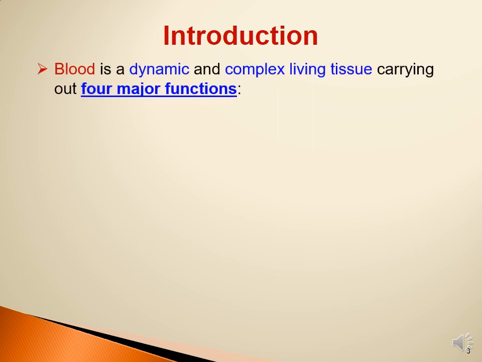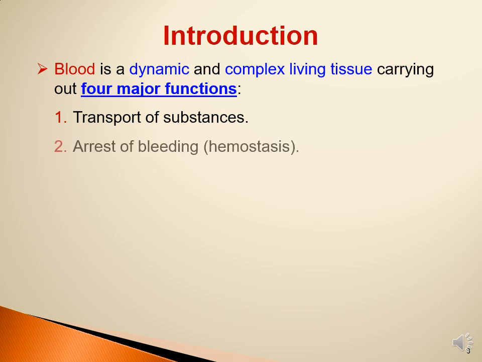The blood is a dynamic and complex living tissue carrying out four major functions, and these are: number one, transport of different substances like oxygen, carbon dioxide, nutrients, waste products between the alimentary canal and peripheral tissues, lung and peripheral tissues, and from peripheral tissues back to the lung and the kidneys.